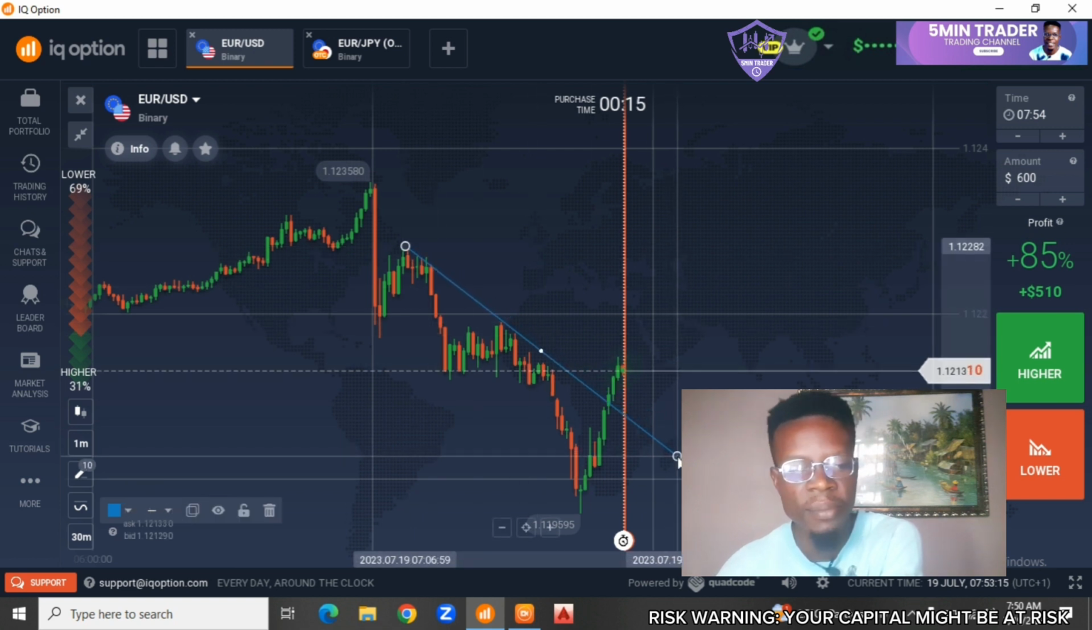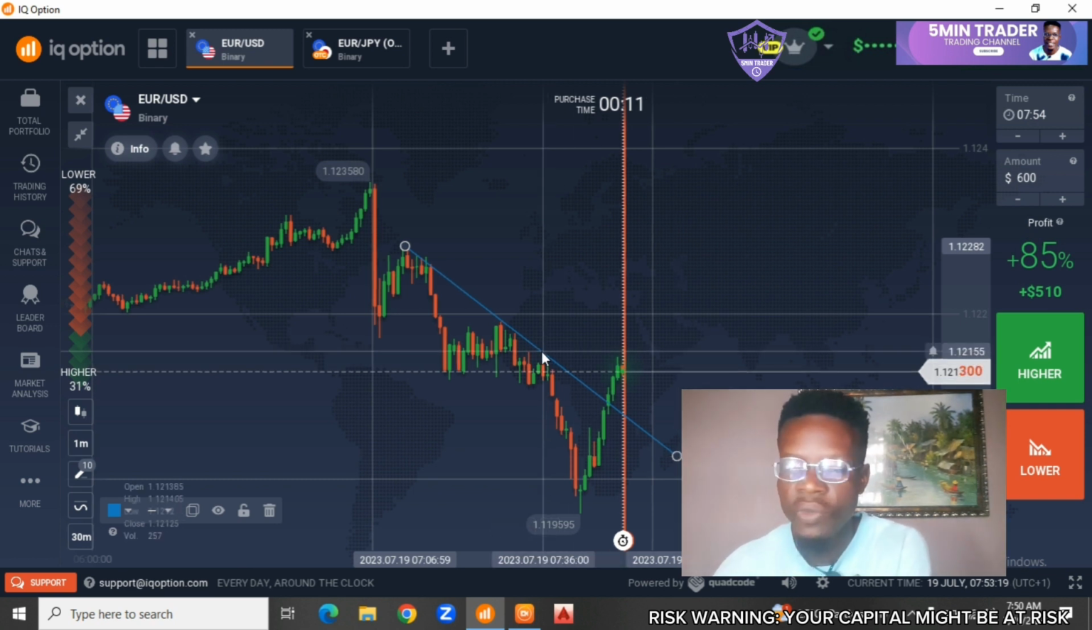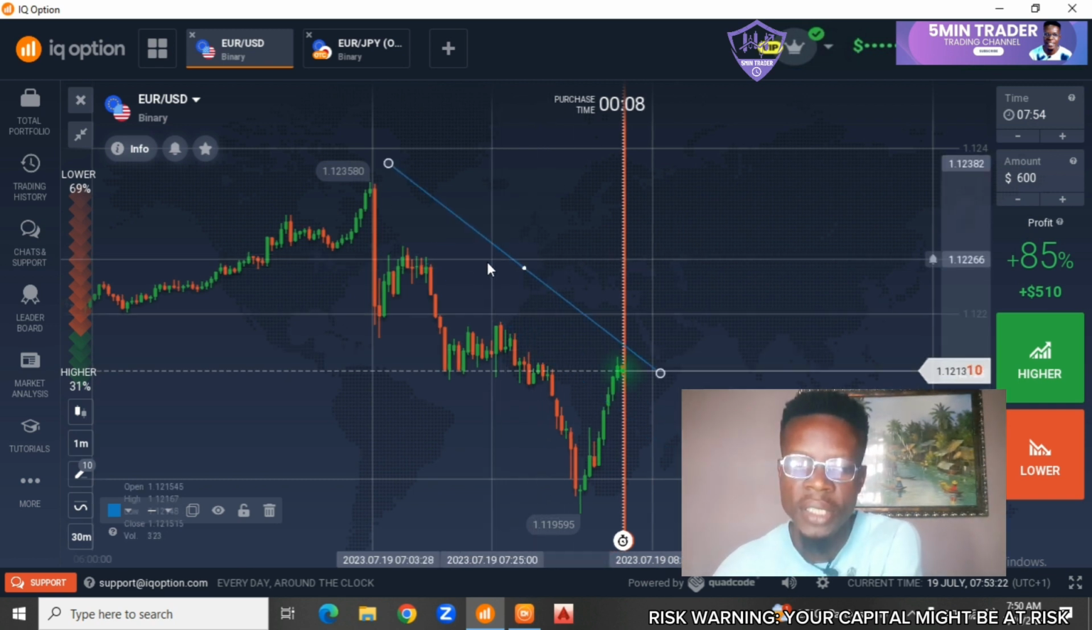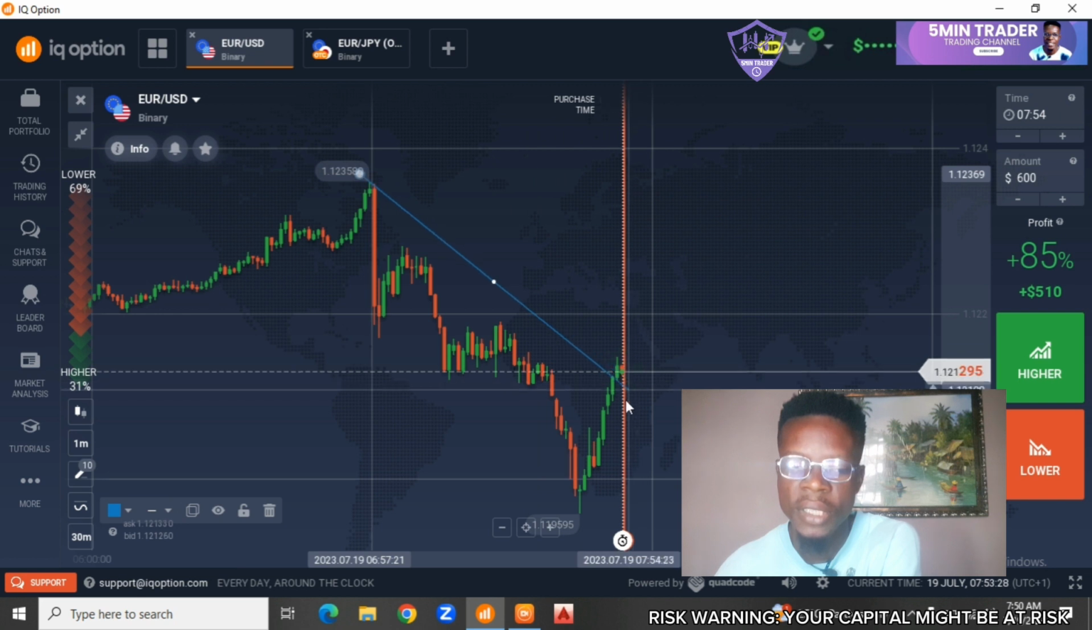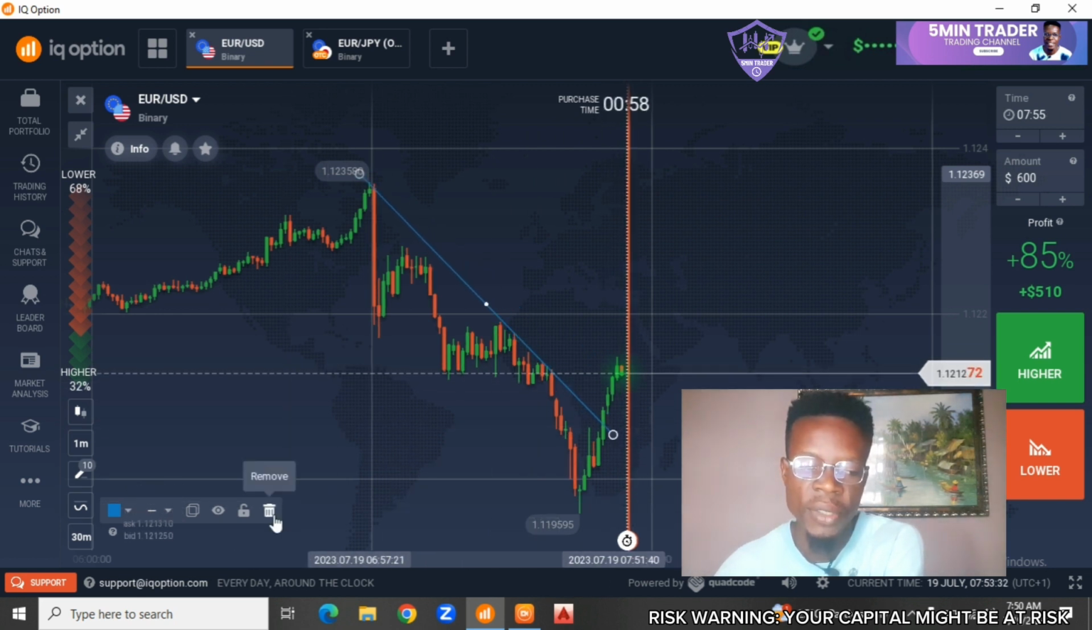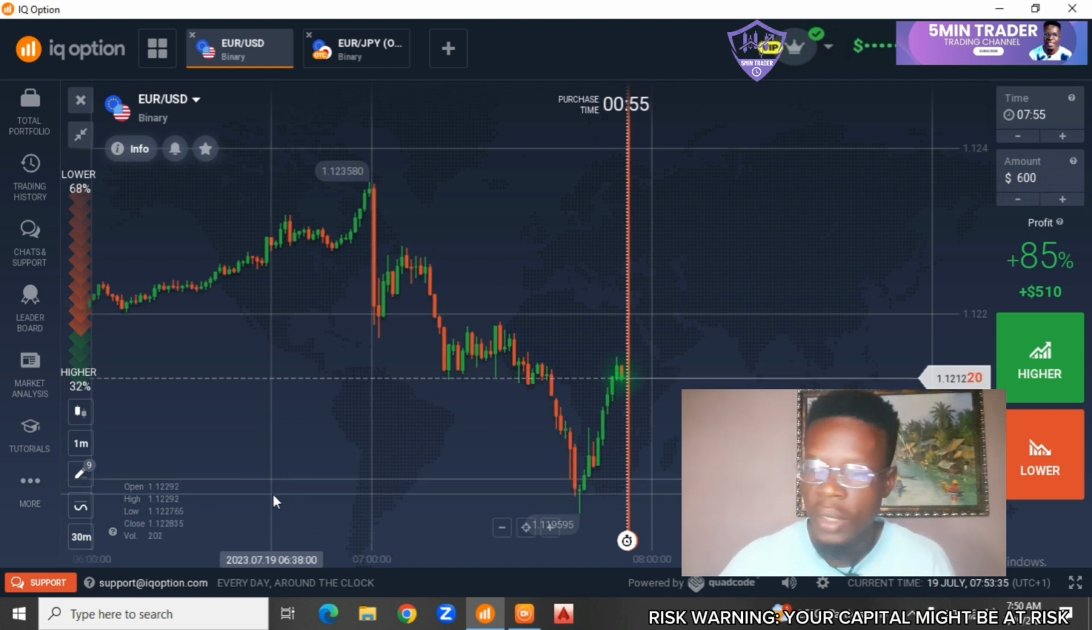You can see that the price has already broken this trend line, and we cannot even use this one. We can't even use this one as well. We can't use this one because you see the same thing has happened. So we will take this off because this is of no use right now.